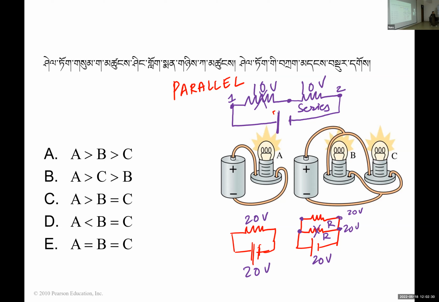Okay, so then if that is the case, then what would be the answer for this question? Here, bulb A is just the one. Here, B and C are connected in parallel like this. So what would be the answer here?